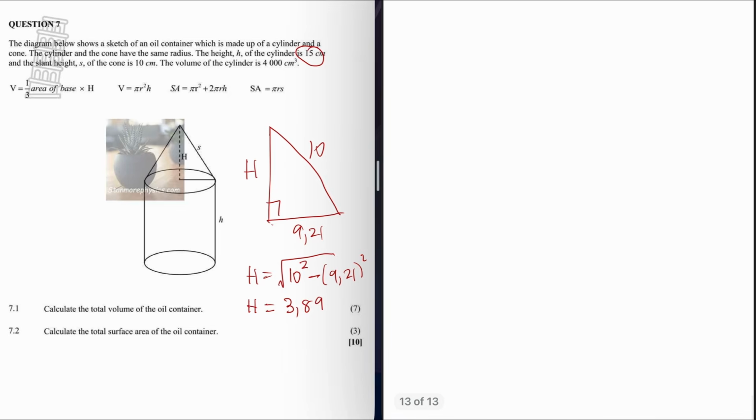Question 7.2, calculate the total surface area of this oil container. So to calculate the surface area, we've got this and we've got this formula as well. So all we need to do here is we need to combine them and just add. So the total surface area here is going to equal pi r squared plus 2 pi rh plus pi rs.